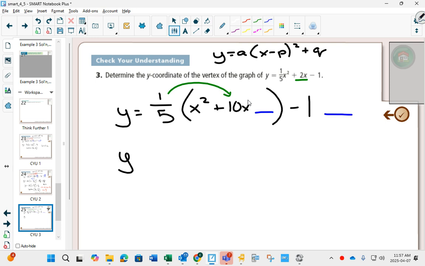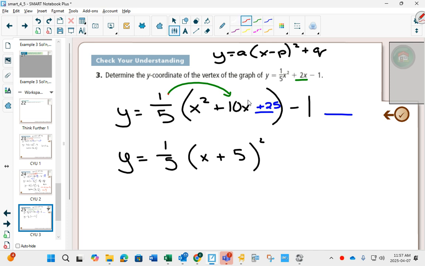Now we complete the square. 1/5 here. This has to be squared. We know it's going to be x. The 10 is the hint. It has to be a plus 5. And if it's a plus 5, that would make plus 25 here.